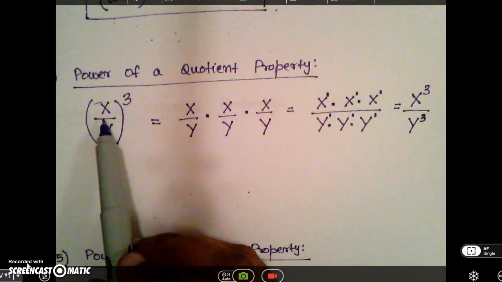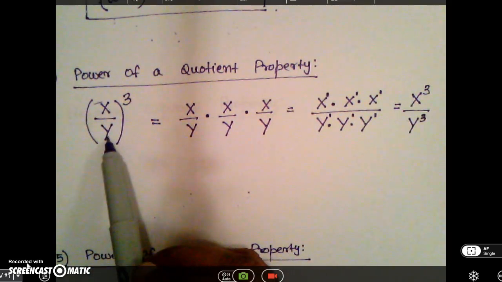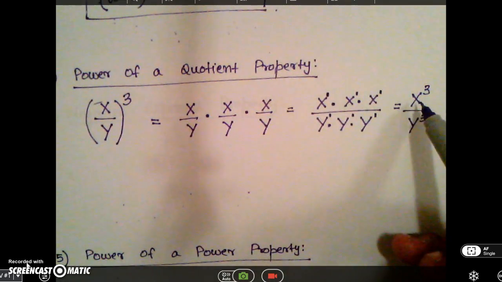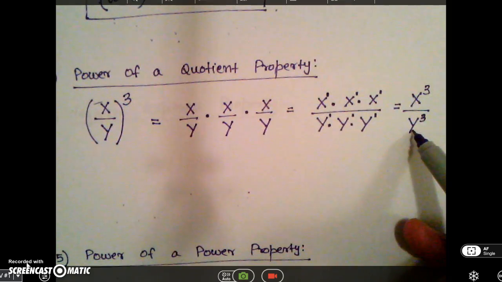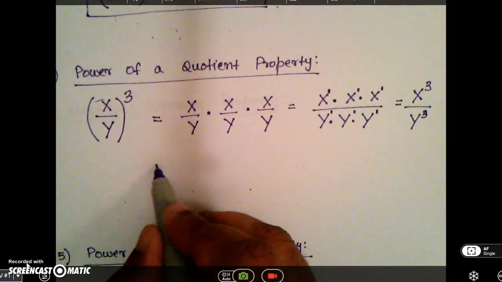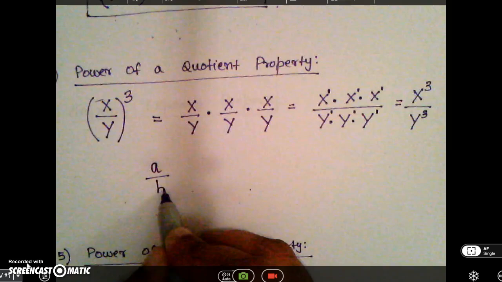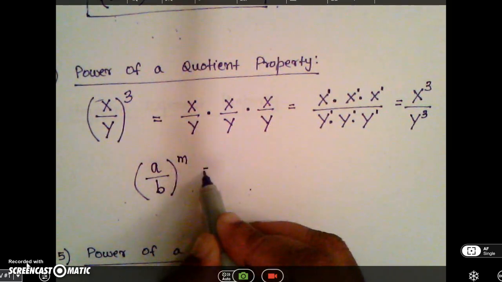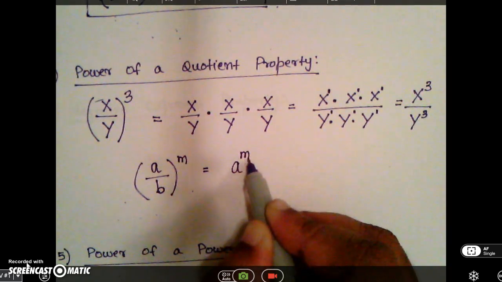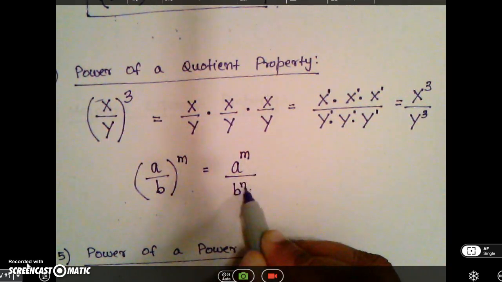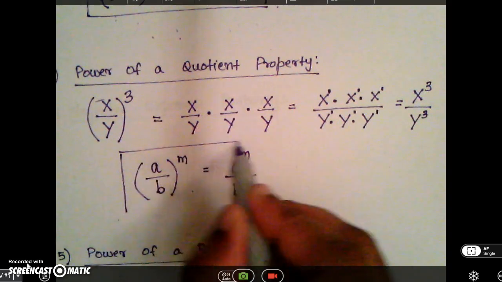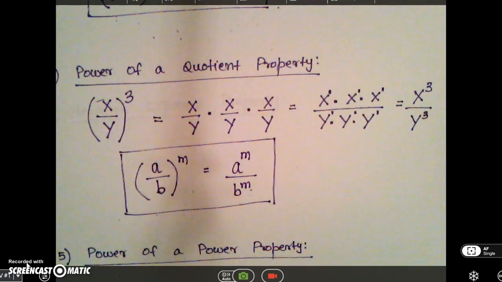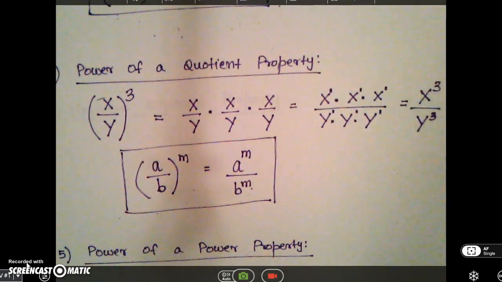So what has happened is I have a quotient and I'm raising it to a power. I ended up with giving the power to both my numerator and the denominator. So if I have to generalize this, if I have a quotient a over b and I'm raising it to a power of m, all I have to do is give the power to both my numerator and the denominator separately, and I can figure out what my answer is. That's my power of a quotient property.